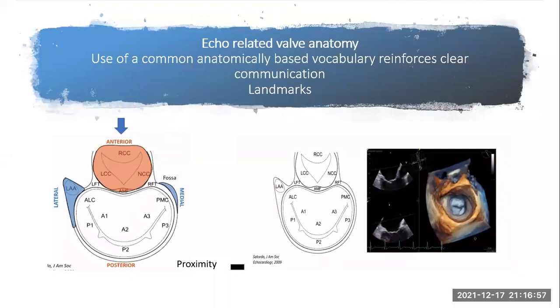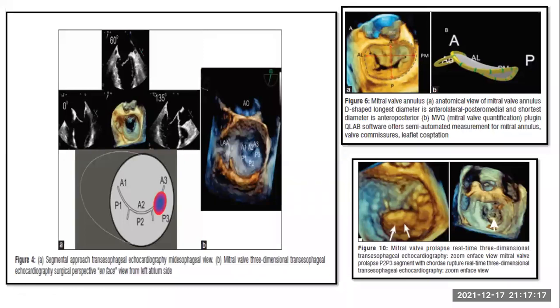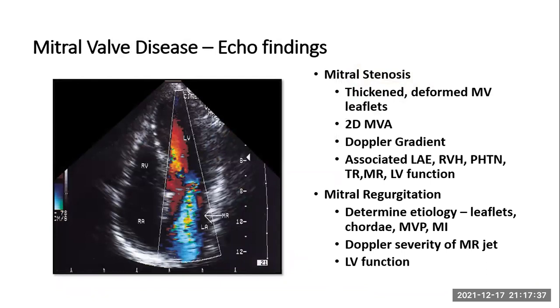Some echo landmarks: as you see here, the mitral valve, the anterior leaflet, as we were saying before, the aorta, which is proximal to the anterior leaflet, and laterally we have the left atrial appendage. To have a good idea about the mitral valve, we need, of course, the most important tool, which is echo. Transthoracic echo is important, and 3D echo is also very interesting in these cases.